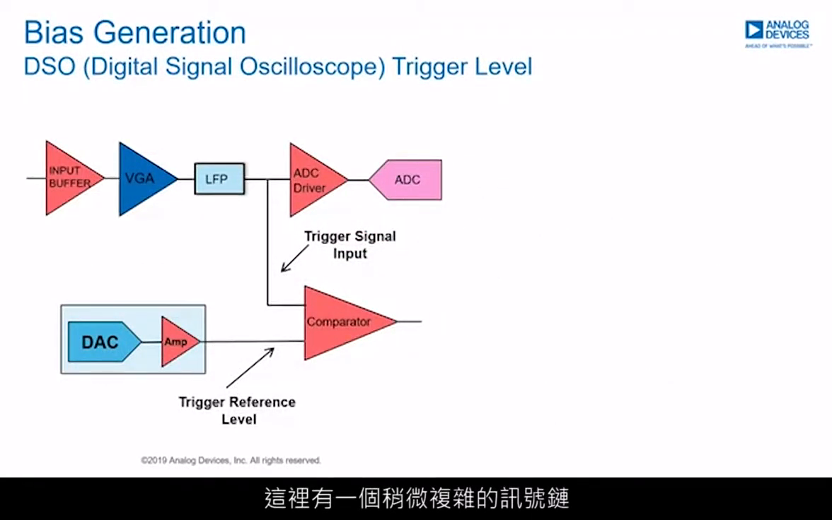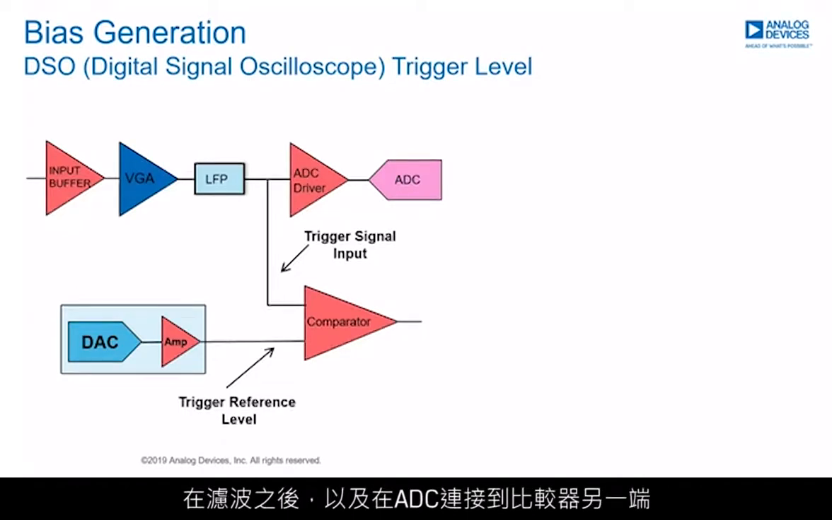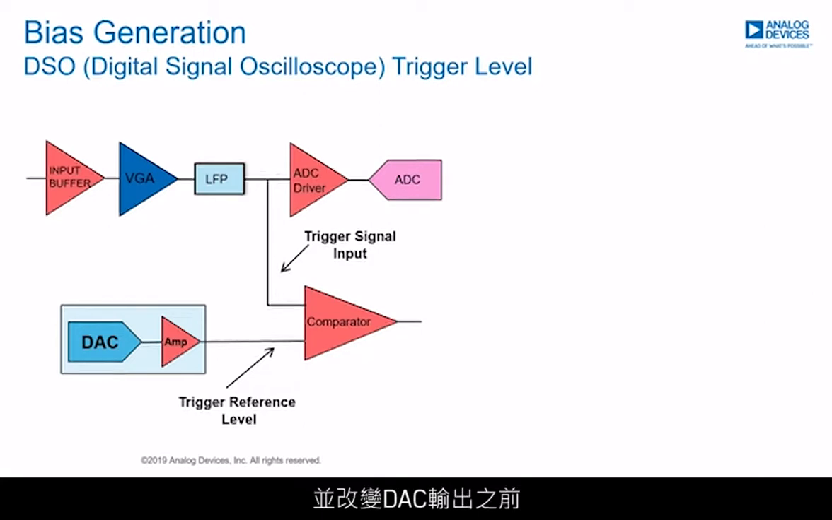Here, there's a slightly more involved signal chain, but the underlying concept is the same: set point trigger level control. In this case, the application is a specific example of digital signal oscilloscope trigger level control. Again, the DAC output is used to set the reference voltage for a comparator. The DSO's input signal, after filtering and before the ADC, is connected to the other comparator terminal, and varying the DAC output will vary the comparator's trigger level.